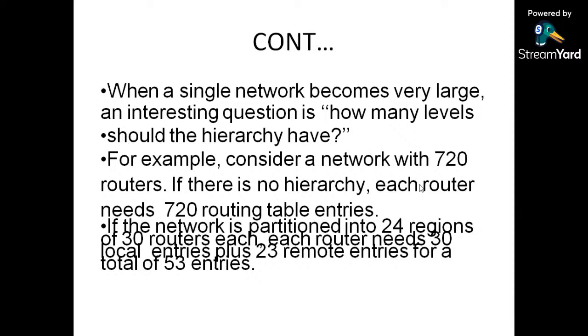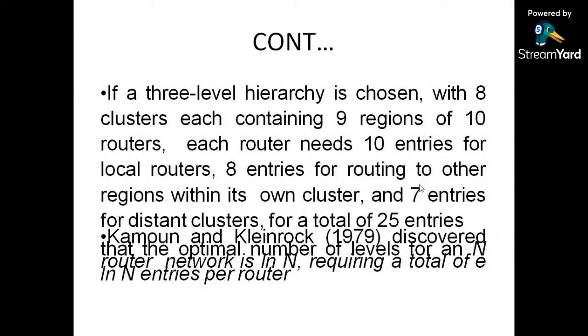So consider a network with 720 routers. If there is no hierarchy, each router needs 720 routing table entries. If the network is partitioned into 24 regions of 30 routers, each router needs only 30 local entries plus 23 remote entries for a total of 53 entries.